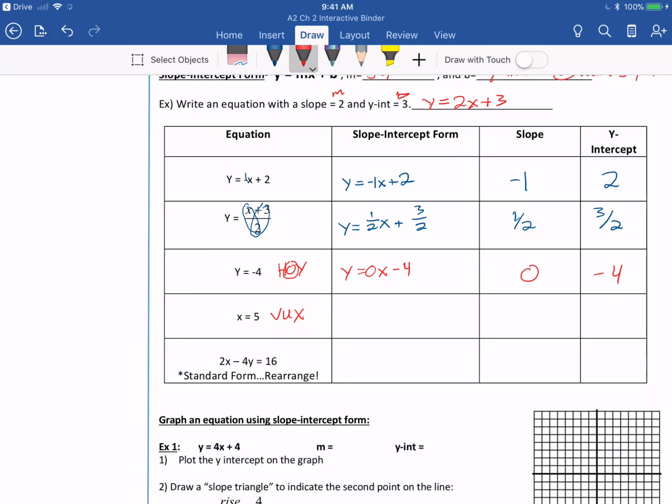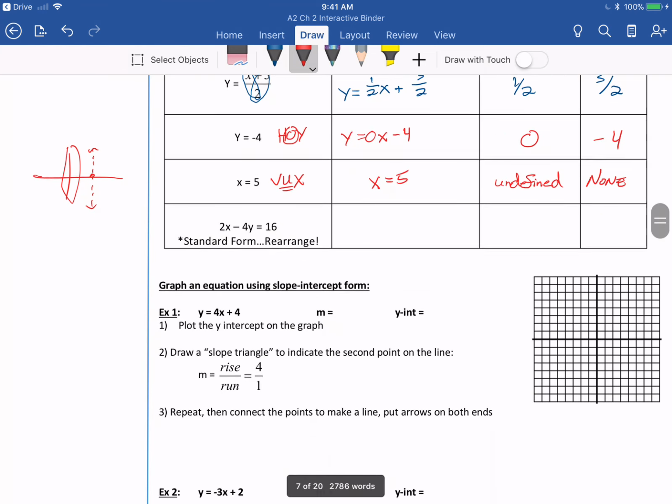The next one, write that in slope-intercept form. You might not even be able to, because it's not in y equals form and there is no y. So I'm just going to write x equals 5, but we talked about this. My slope is undefined, and my y-intercept, there's none. If I look at a vertical line at 5, it never hits the y-axis. It hits the x-axis at 5.